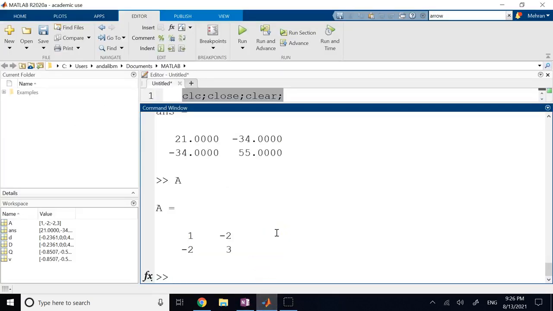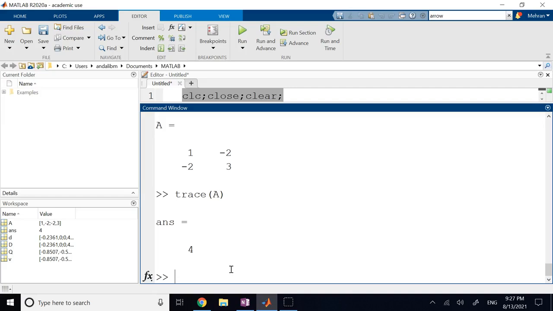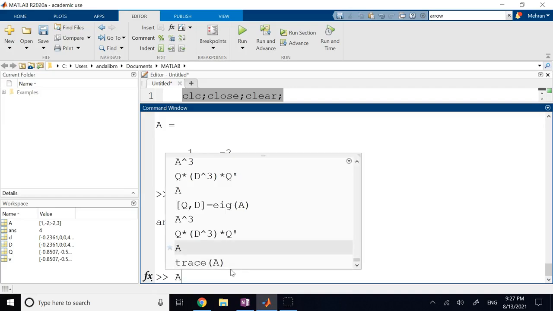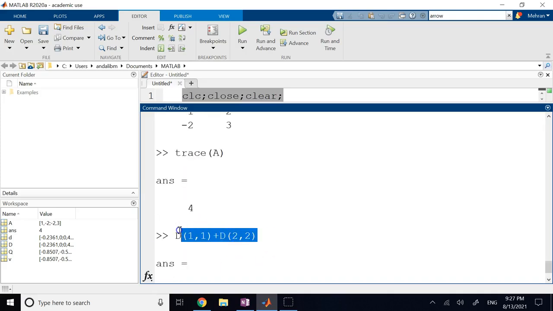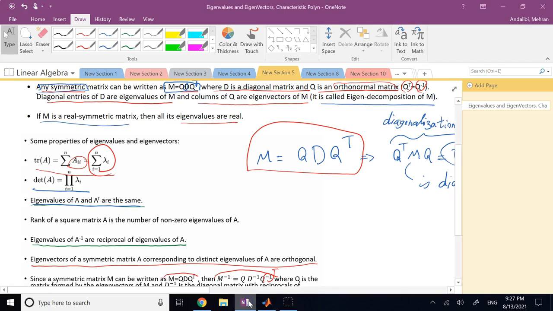So A was this. Trace here is what? There is a command trace in MATLAB. It's 1 plus 3, right? Sum of diagonals. That's 4. And if I look at the sum of the eigenvalues, which is D11 plus D22, that is also 4, correct? So the sum of the eigenvalues is the same as the trace of A, okay? And there is a proof behind it, but again, we don't need to do that.